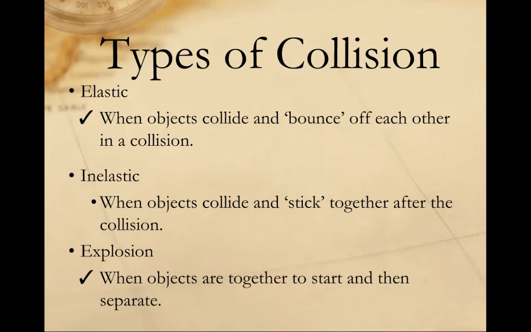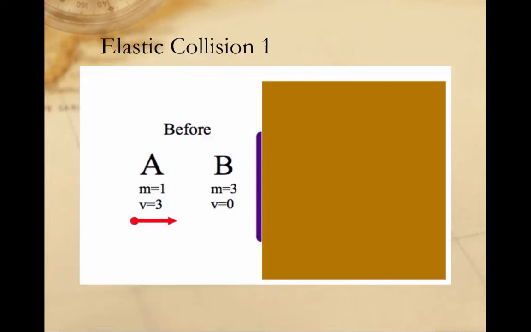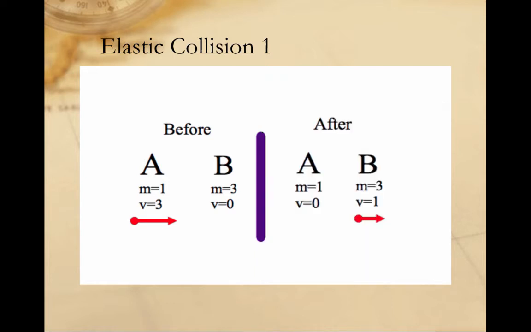So let's look at several examples. In this example, it's an elastic collision, so that means they're going to bounce apart. Object A is moving at 3 and has a mass of 1. So it has a small mass and it's moving relatively quickly, but it's going to hit a bigger object. Object B is bigger, and it's not moving. So afterwards, object A could stop and object B goes, but it goes slower, moves forward.